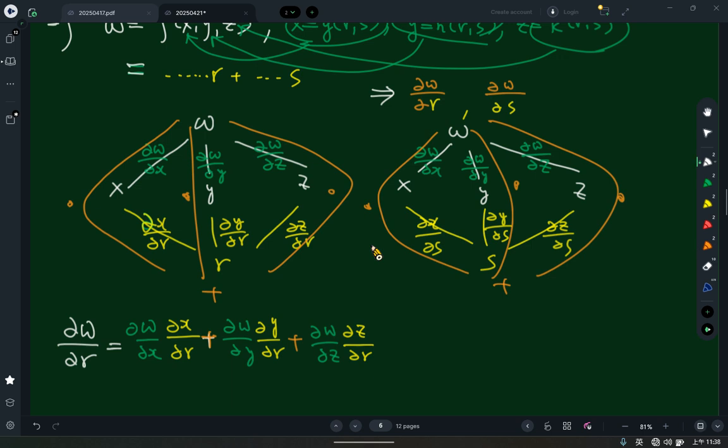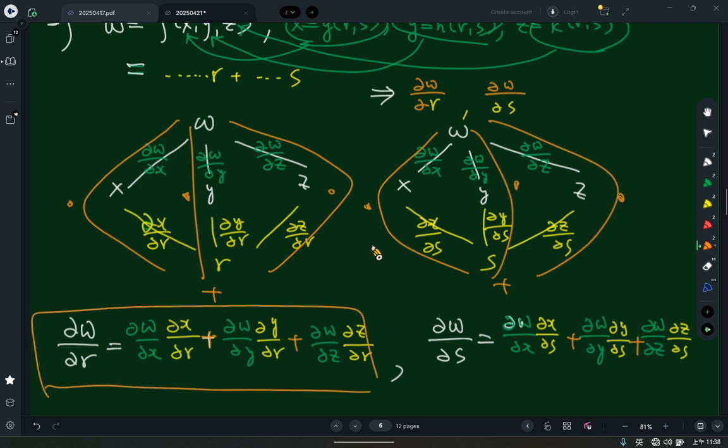So for the right hand side, we can get partial w, partial s is equal to partial w, partial x, partial w, partial y, partial w, partial z times partial x, partial s, partial y, partial s, partial z, partial s, then adding them together. So finally, we can get this one and this one from these two tree diagrams. So that's why I emphasize, to be safe, you can just draw the tree diagram to make sure your expression is right. Okay.